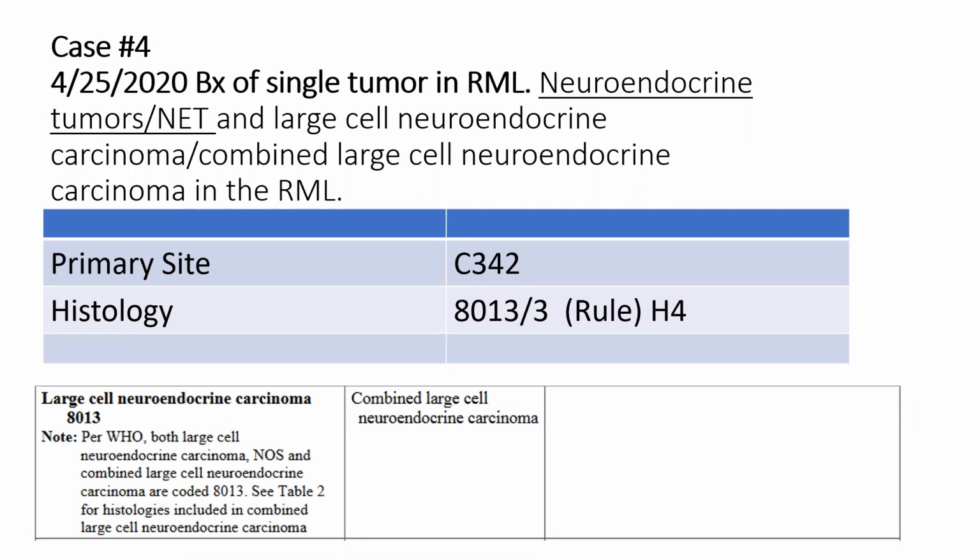And really, H4 would be the rule because you have one histology present. You wouldn't really know that unless you went to table 3 initially and got a working histology code, and you would see that it is now listed under large cell neuroendocrine carcinomas. And the note per the WHO is that both large cell neuroendocrine, NOS, and combined large cell neuroendocrine are both coded 8013.